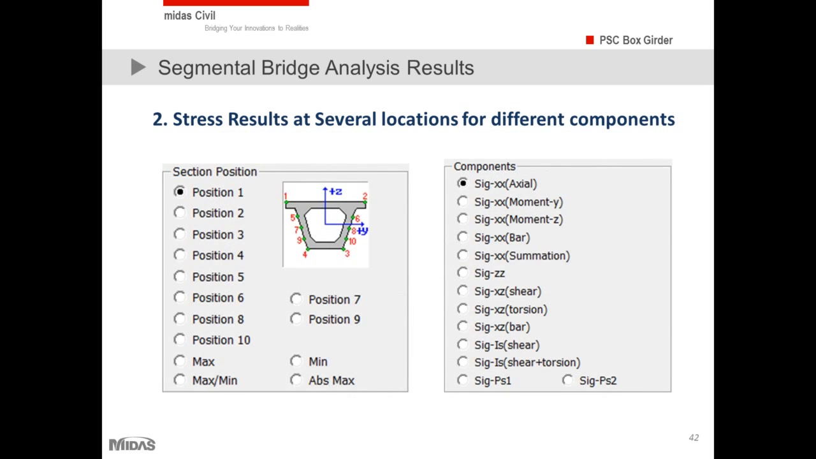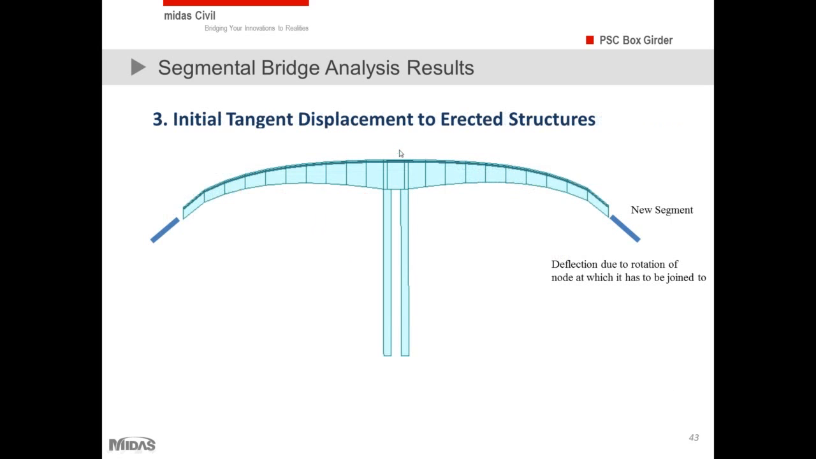Now talking about the stresses, you can obtain the stresses in MIDAS Civil at several locations for different components. This is how it looks. Here you can see there are different positions at the cross section where you can obtain the stresses, 1, 2, 3, 4, depending on where you want to obtain the stress. If you want to define the stress point yourself, you can also do that. You can obtain the stress for axial force, the stress due to bending in the Y and Z directions, the torsional stress, the shear stress, and you can also obtain the stress in the principal axis. So it's pretty comprehensive for post-tension bridges.